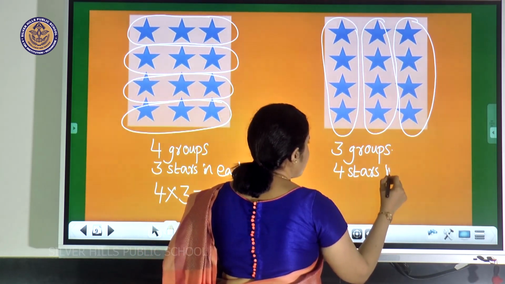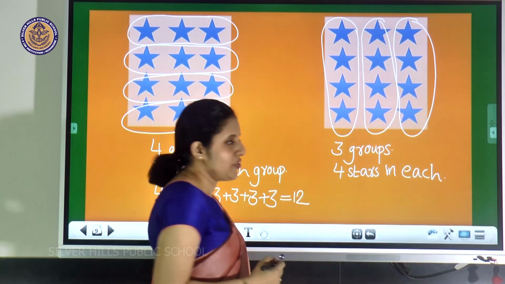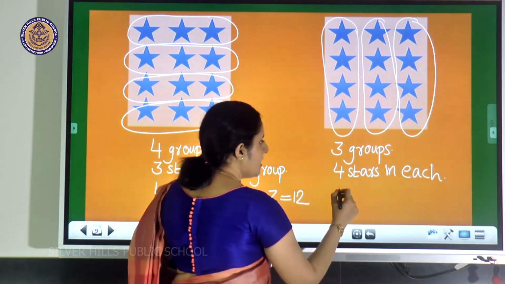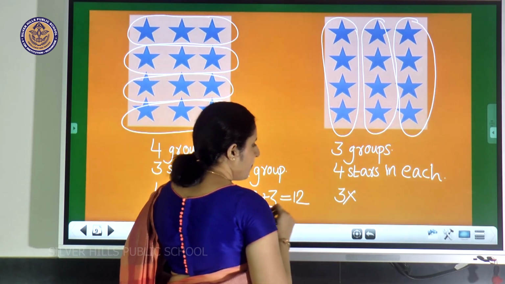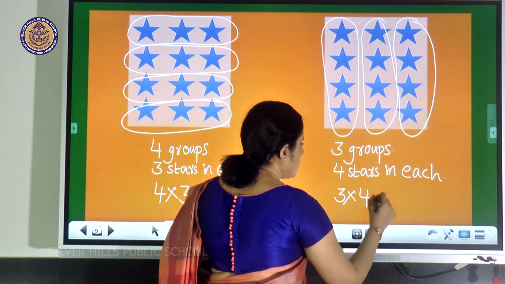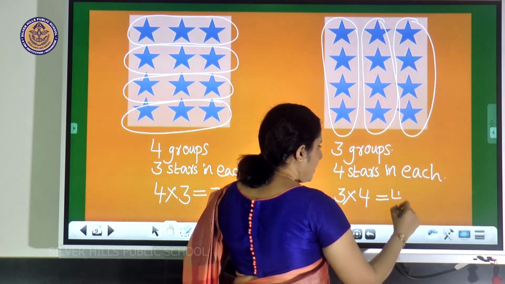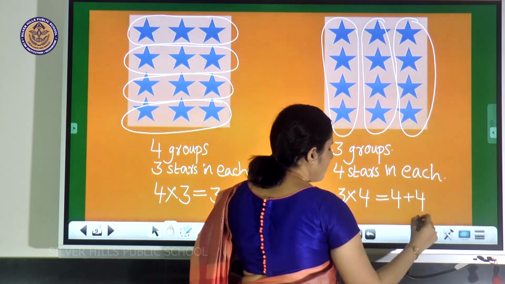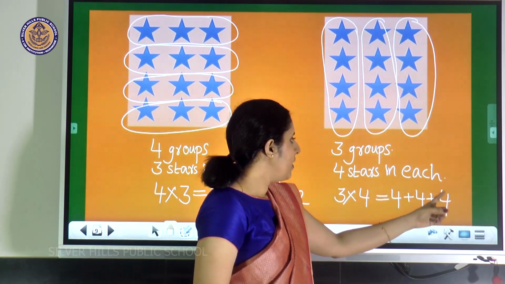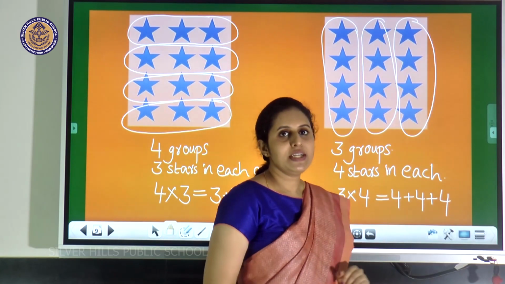4 stars in each. Now, how do you calculate the total number of stars using a multiplication sentence? Yes, 3 groups are there. So, you start like this, 3 times. And how many in each group? 4 in each group. 3 times 4. 3 times 4, how do you write it in repeated addition? 1 time 4 plus 2 times 4 plus a third time 4. So, 4 plus 4 plus 4. 4 plus 4 is 8. 8 plus 4 is 12.